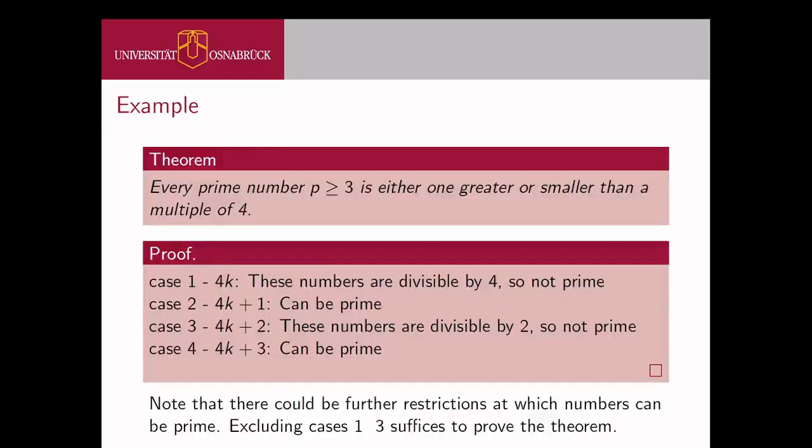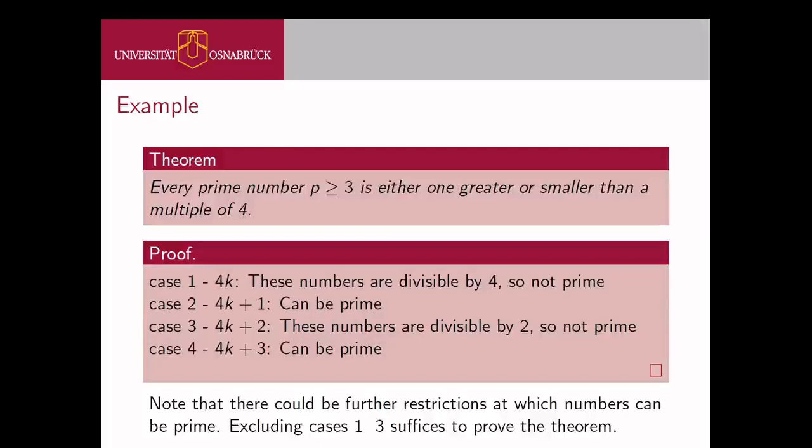A simple example for exhaustion is the following statement. Every prime number greater than or equal to 3 is either 1 greater or smaller than a multiple of 4. So, what does this mean? This means that if you have a prime number, it can be expressed as either 4k plus 1 or 4k minus 1. Now, first thing we want to notice, if a number can be expressed as 4k minus 1, this means it can be expressed as 4k plus 3. These two things are equivalent.